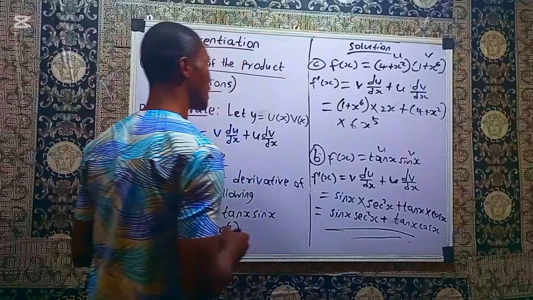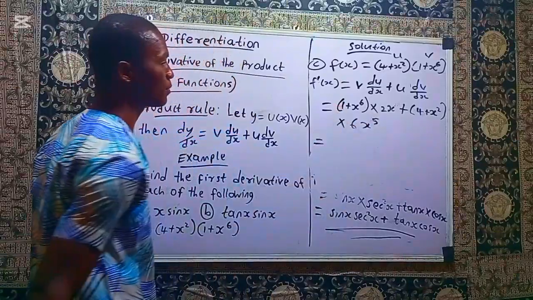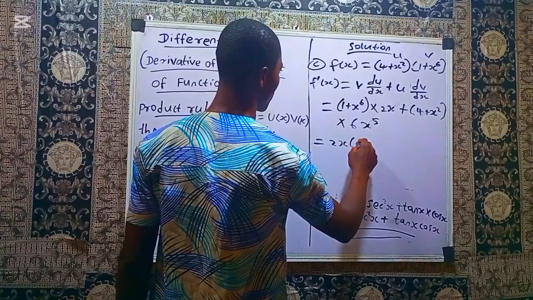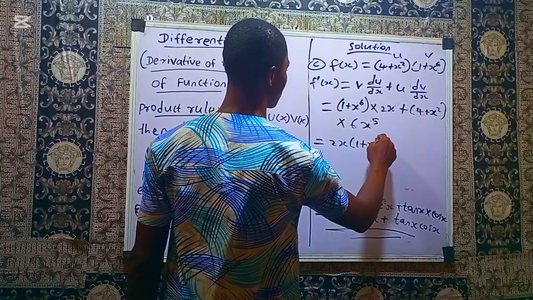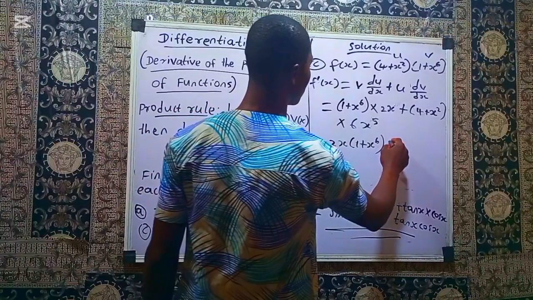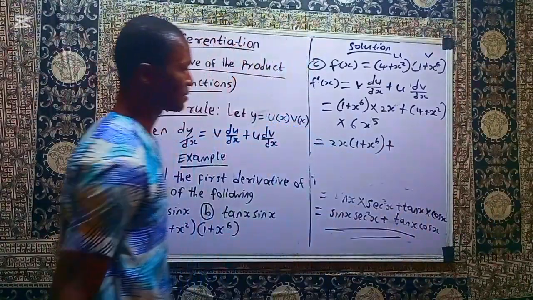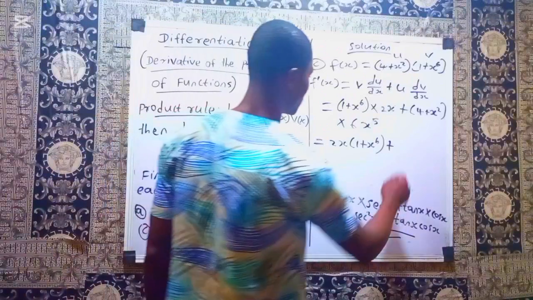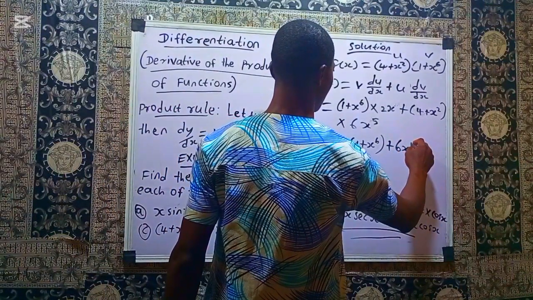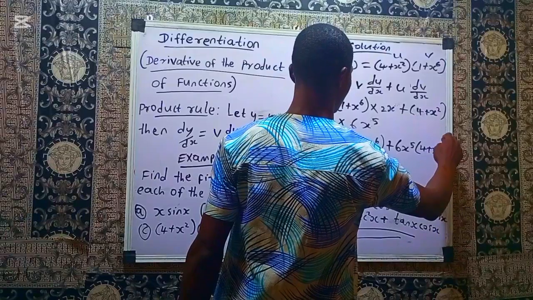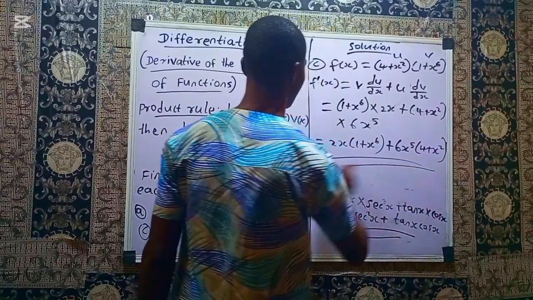We can simplify the results. We have open bracket 1 plus x raised to power 6 multiply 2x. I can write this as 2x open bracket 1 plus x raised to power 6. Right, after that, then we have open bracket 4 plus x raised to power 2 multiplying 6x raised to power 5, which can be written as 6x raised to power 5 open bracket 4 plus x raised to power 2. This gives us the derivative of this function.